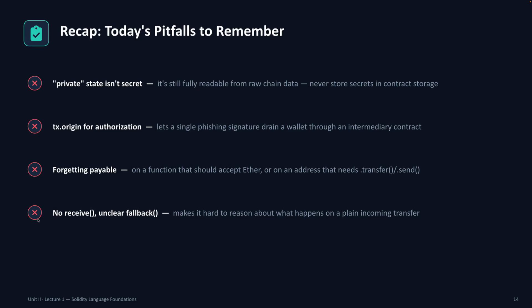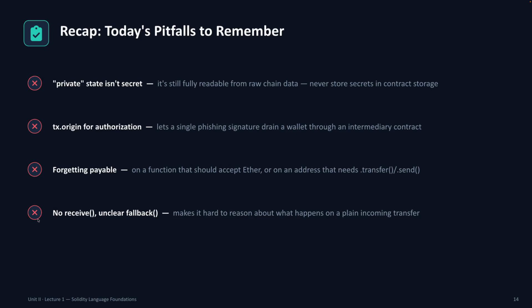Let us do a revision of what we have accomplished today. First, private state isn't a secret. If you are under the impression that using private visibility means your secret is private on the blockchain, that is a misconception. It is still fully readable from raw chain data. Never store secrets in contract storage.